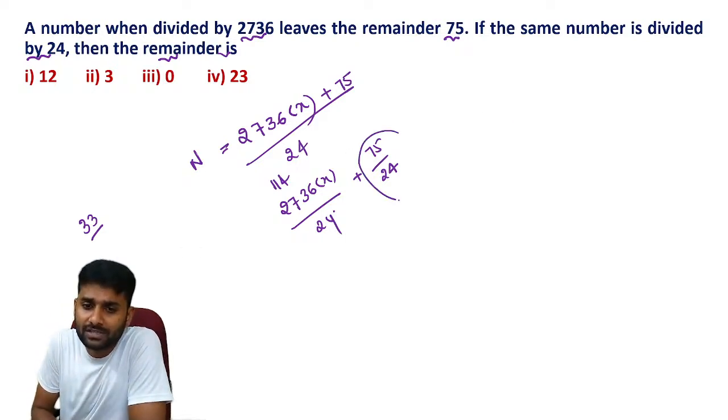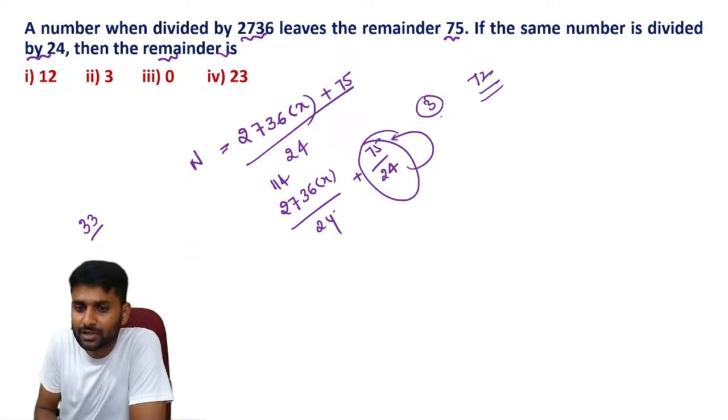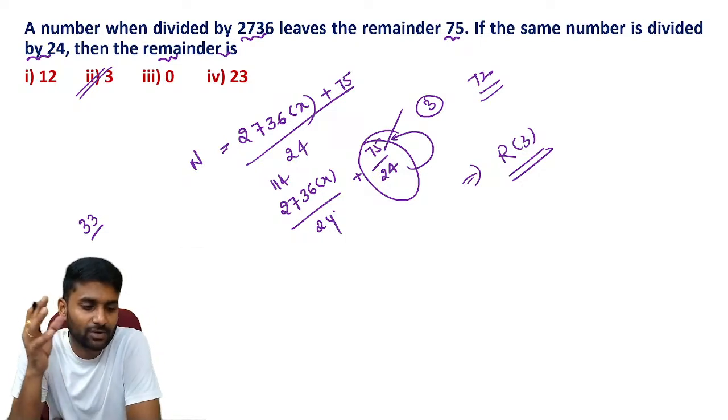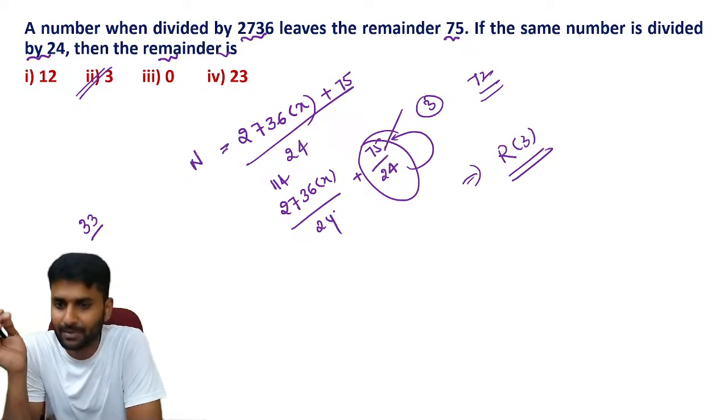Now you have to focus on this value. If 24 is multiplied by 3 times, it becomes 72. But here there is 75. So how much remainder is extra in this calculation? 3, guys. Hope it's clear. So this is all about the dividend. Dividend is equal to divisor into quotient plus remainder.